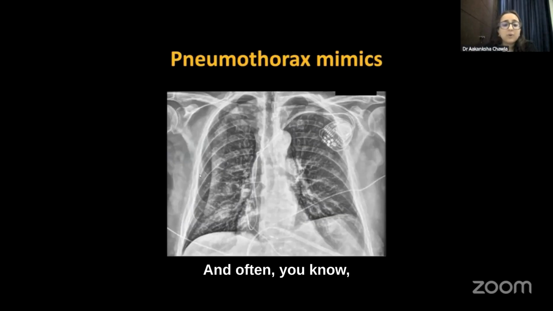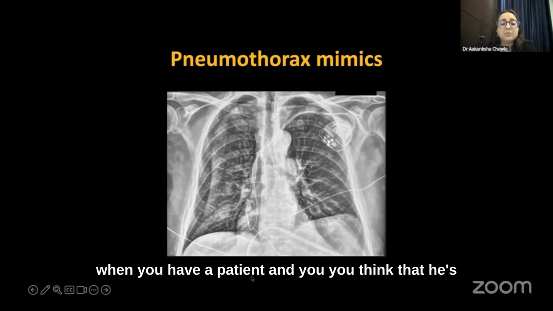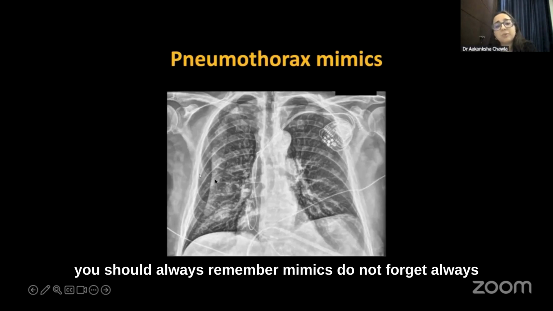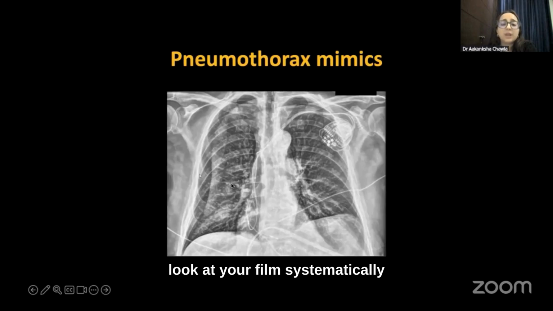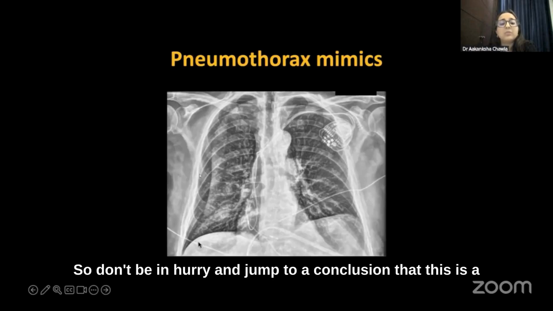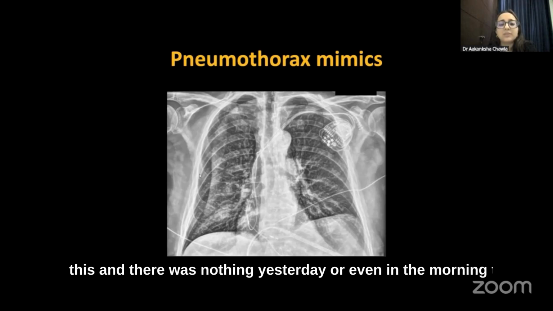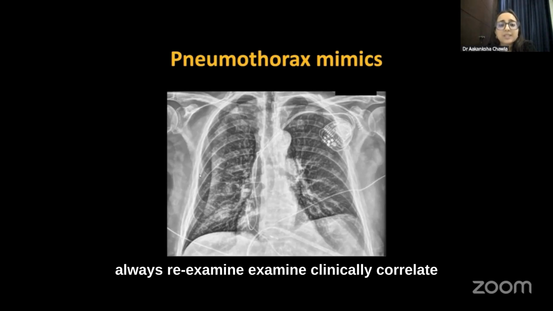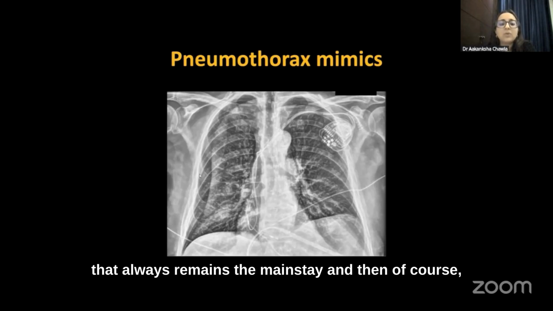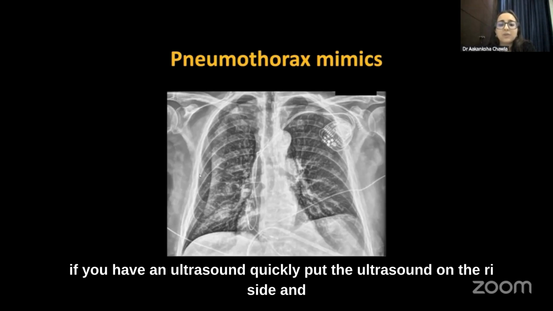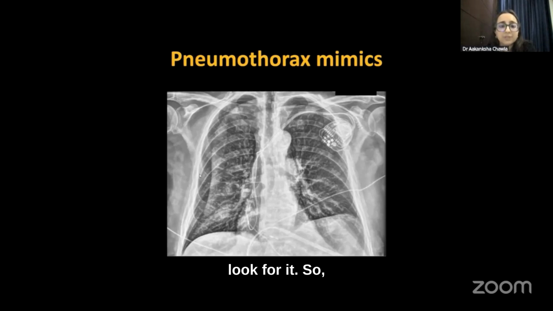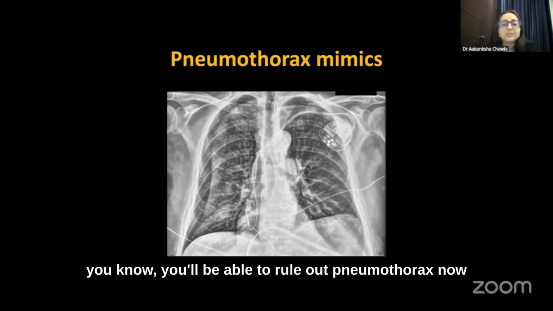Then often, when you have a patient and you think that he's developed a sudden pneumothorax, you should always remember mimics. Do not forget. Always look at your film systematically. And, especially in the elderly, you can have skin folds. You can see bronchovascular markings, some calcifications even through this. So don't be in a hurry and jump to a conclusion that this is a pneumothorax. If you have a patient who suddenly gets a shadow like this and there was nothing yesterday or even in the morning, then always re-examine, clinically correlate. That always remains the mainstay. And then, of course, if you have an ultrasound, quickly put the ultrasound on the right side and look for it. So, you'll be able to rule out pneumothorax.